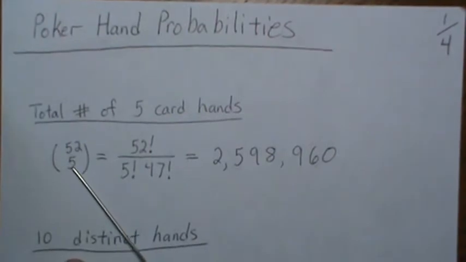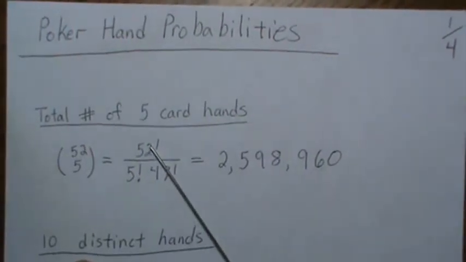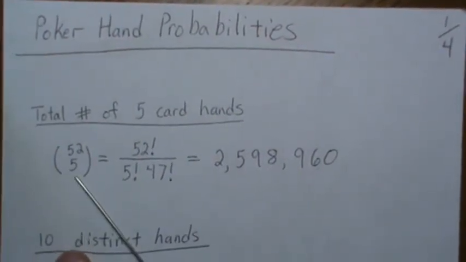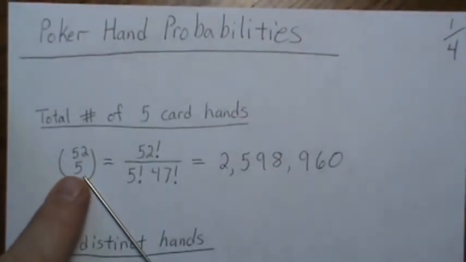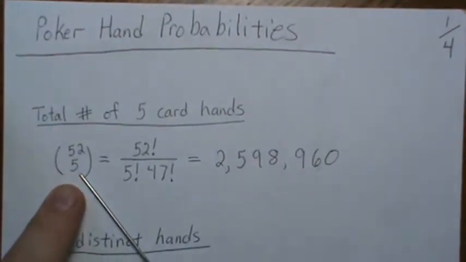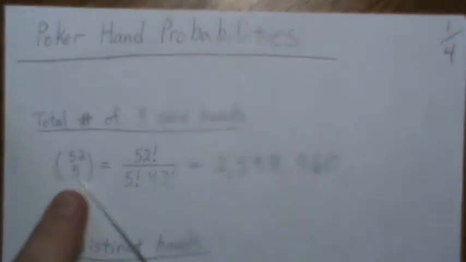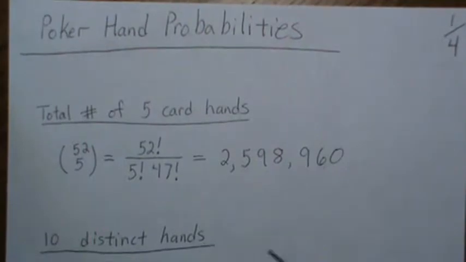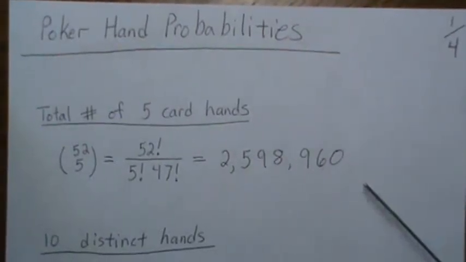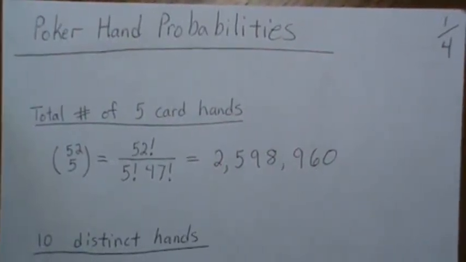First, the total number of 5-card hands is, I think, pretty commonly known. You have 52 cards, we want to randomly choose 5, and order doesn't matter, so we use combinations. There are over 2 million ways to pick 5 cards.